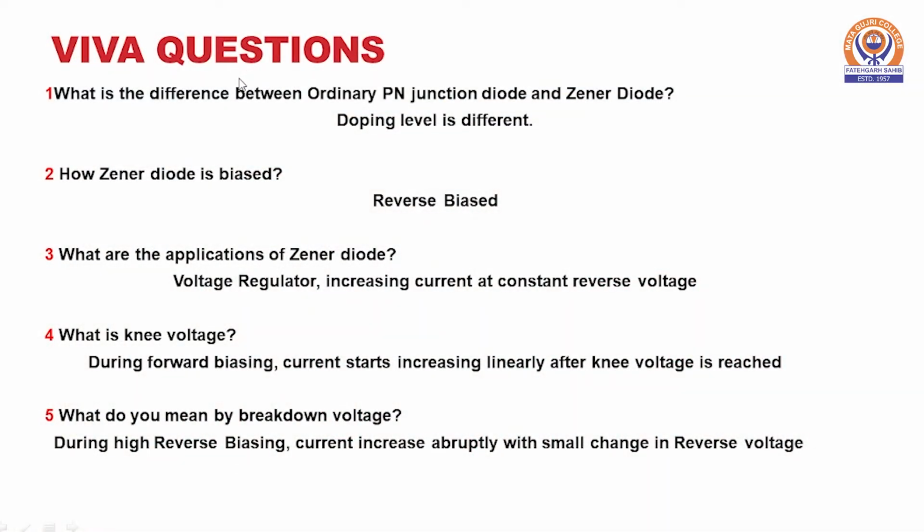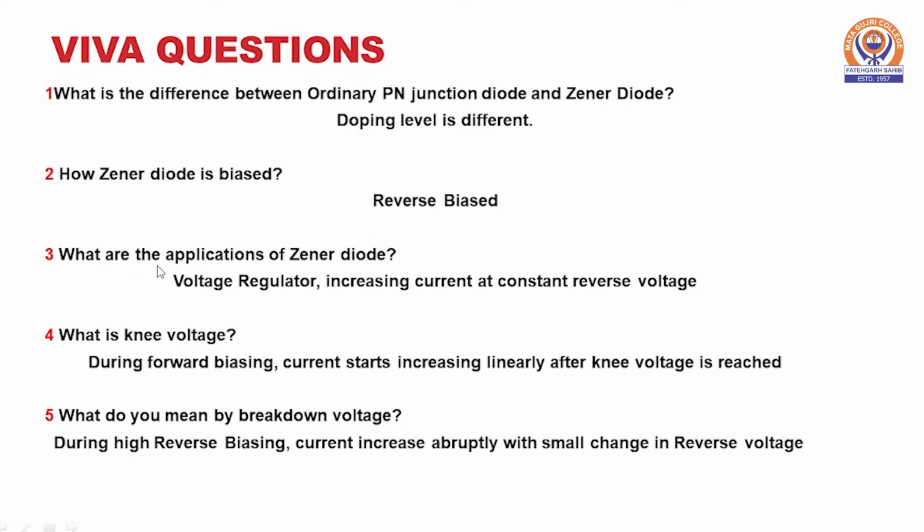So, after going through the experimental kit, let us have a quick view on some viva questions which may be asked to you during your practical examination. The main question is: what is the difference between ordinary PN junction diode and the Zener diode? The answer is that the difference is at the doping level. Zener diode is heavily doped as compared to PN junction. The second question, how is Zener diode biased? This is a very important question. The Zener diode is reverse biased.